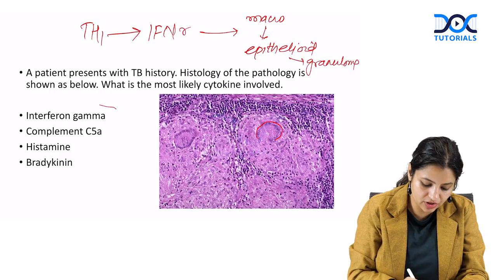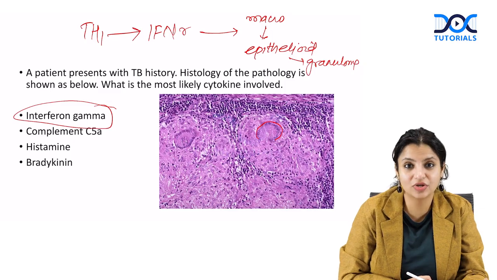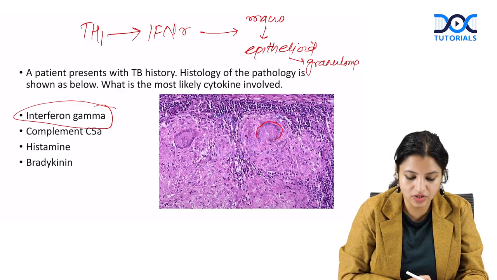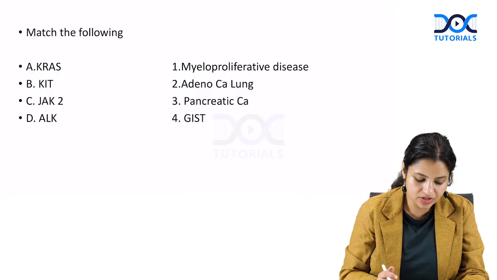Okay, so that is your interferon gamma, right? So that is your very classical appearance. This is the interferon which is associated with tuberculosis. And you all know this is a type 4 hypersensitivity reaction. Let's go to the next question.